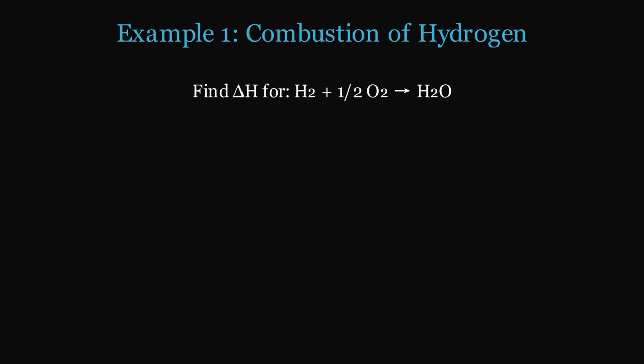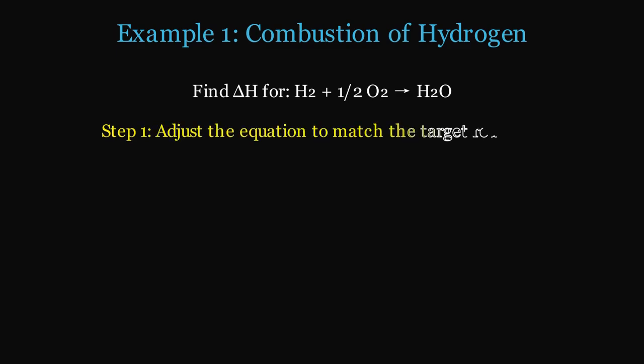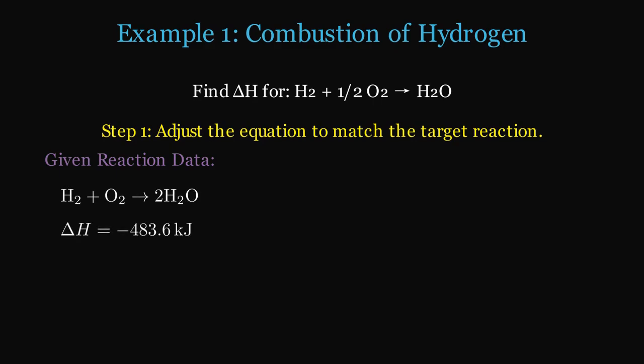Let's start off with a simple example, the combustion of hydrogen to form water. We need to find the enthalpy change, delta H, for the reaction hydrogen gas reacting with half oxygen gas to produce water. The first step is to adjust the given reactions to match the target equation. We are provided with the following data. The reaction hydrogen gas plus oxygen gas produces 2 water has an enthalpy change of negative 483.6 kilojoules. However, our target reaction only involves one water molecule.